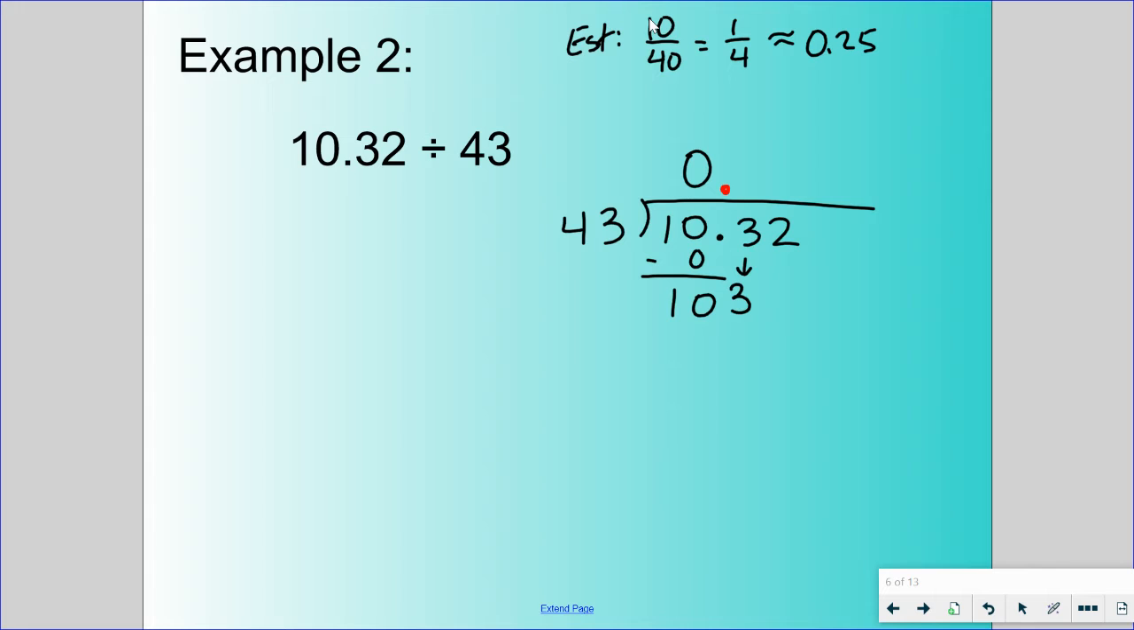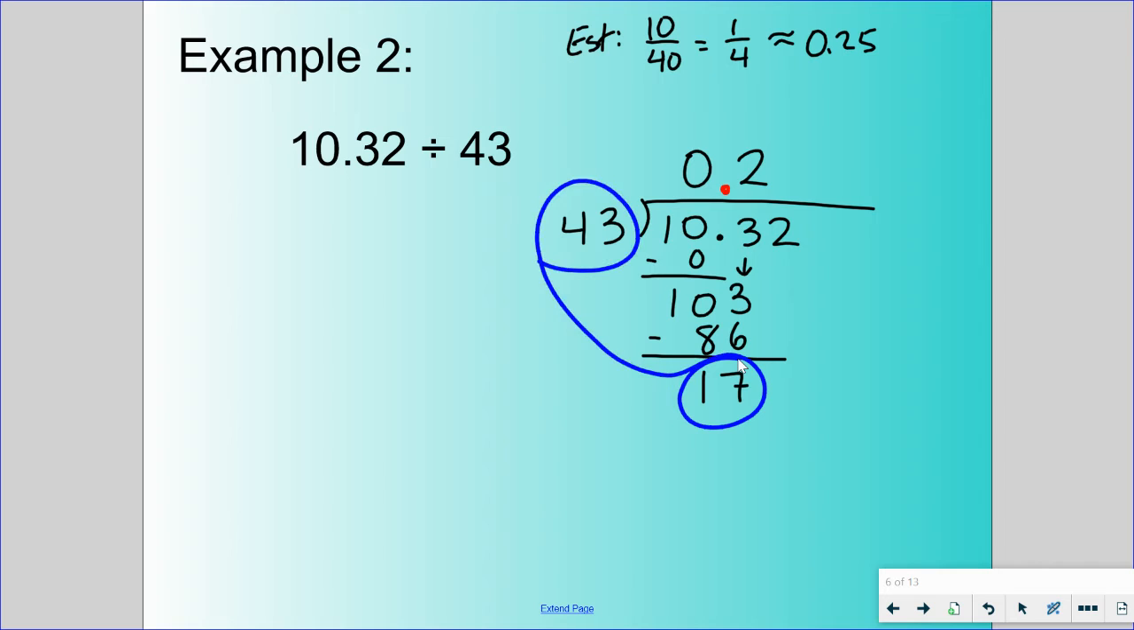Now let's go ahead and try 2 of these, because after all, 2 43s is 86. And if we were to subtract, we would get 17 left over. Again, always making sure that in your remainder, no more of the divisor could have been pulled out. We'll bring a 2 down here. What do you think? Well, 2 of them were 86. Let's try 4, shall we?